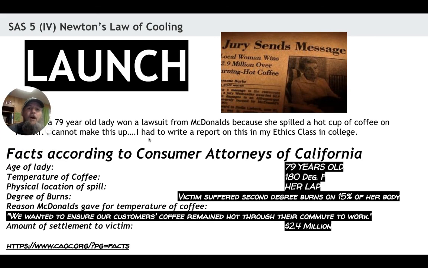She spilled the coffee in her lap, and the coffee's temperature was 180 degrees. Now, at 180 degrees, liquid will give you an automatic second-degree burn. Because it's not burning like a coal, it can't give you a third-degree burn, but a second-degree burn, and she suffered second-degree burns on 15% of her body, and it was in her lap. Okay, so the reason McDonald's gave for their temperature of the coffee, they wanted to ensure our customers' coffee remained hot throughout their commute to work. The amount of the settlement is $2.4 million.